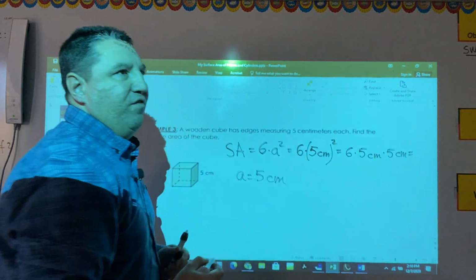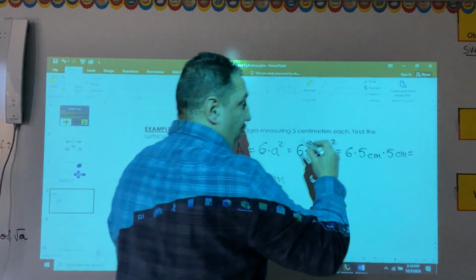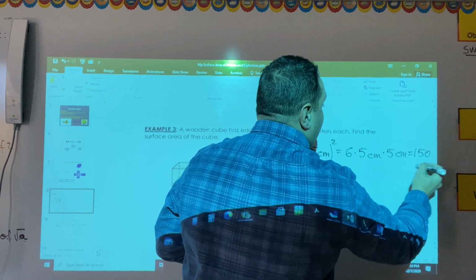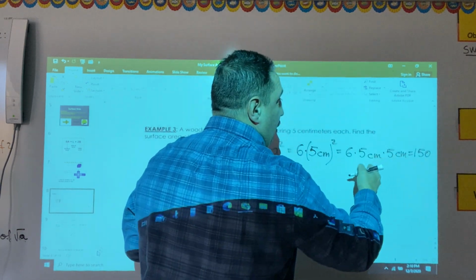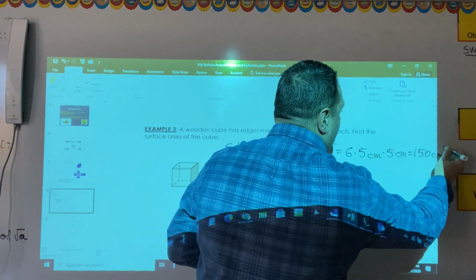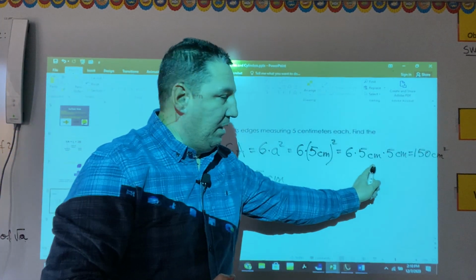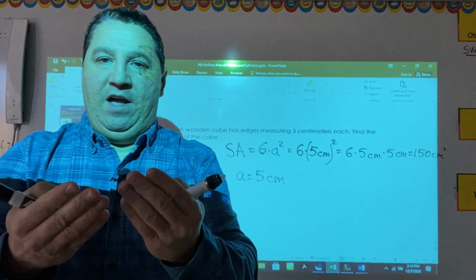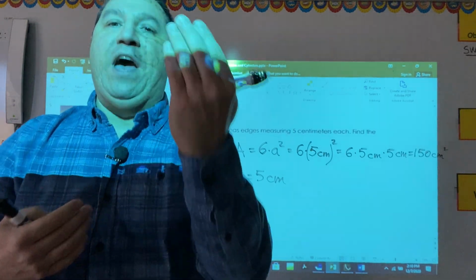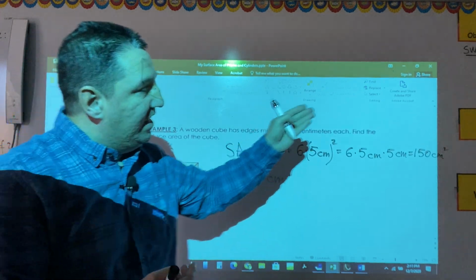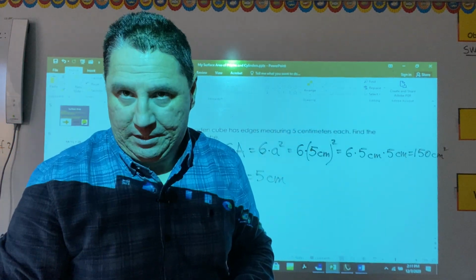6 times 5 equals 30, times 5 is 150, and now the units are square centimeters. Remember, the area is measured in squared units. In this case, we have centimeters. That's why we have squared centimeters.